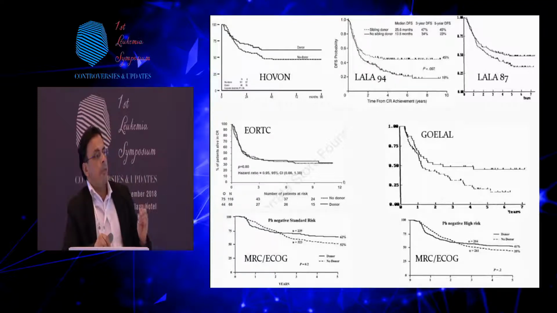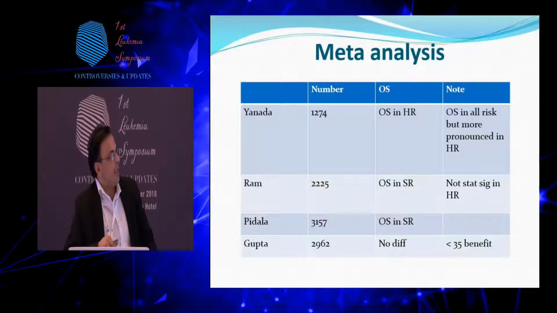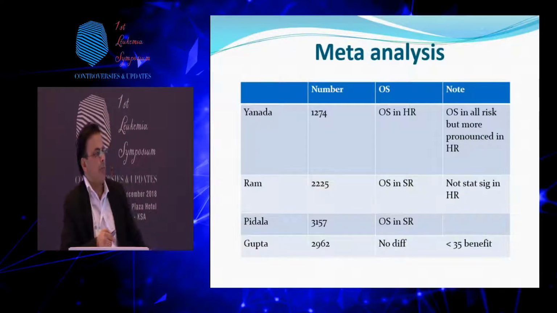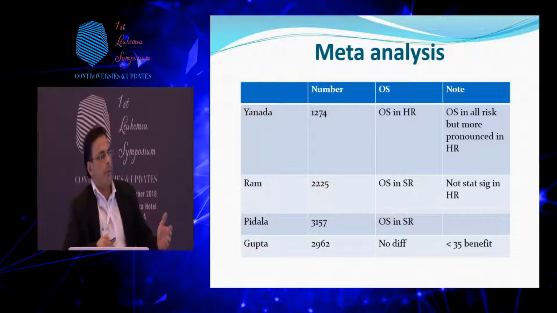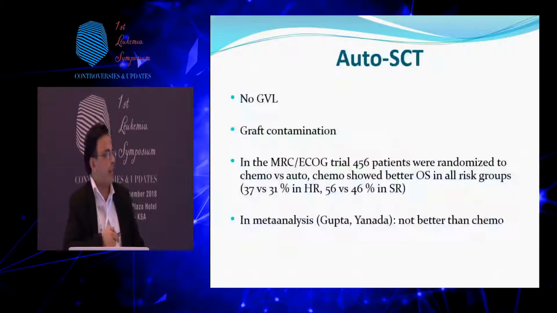So you have, as of now, transplant is the best treatment to control relapse. However, you lose that benefit from TRM. Meta-analysis, same thing. Some meta-analyses showed overall survival benefit in high risk. Some meta-analyses showed overall survival benefit in standard risk. So they did not answer the question clearly.